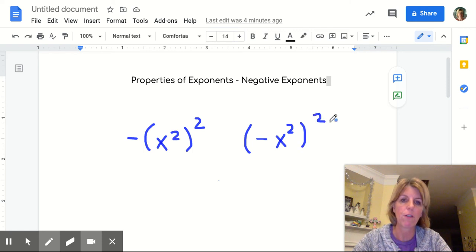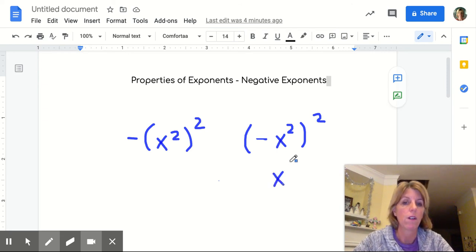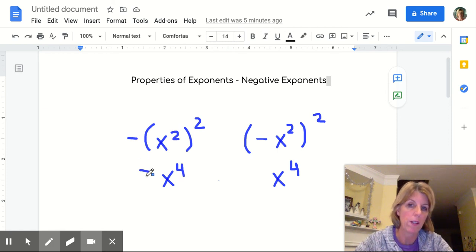Notice what's different between the two things. What do you see? It's that negative. Here it's inside the parentheses, here it's outside the parentheses. So if you have a negative times a negative, it's going to be a positive, so this becomes x to the fourth, positive. Whereas here, the negative keeps it negative, so this is negative x to the fourth. If the negative is outside the parentheses, it's going to be negative no matter what.